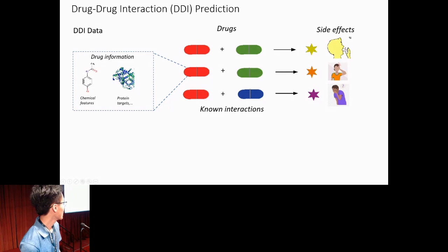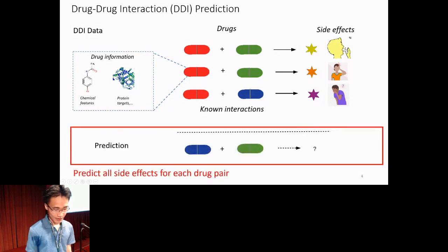For example, headache or nausea. And we have known interactions, which are pairs of drugs with corresponding side effects. And the task is we would like to predict all side effects for each pair of drugs.